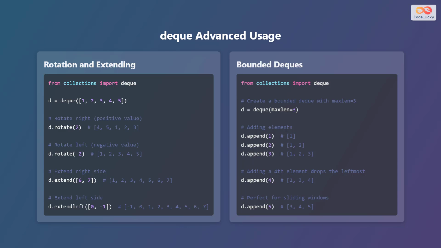Deques can also be bounded. Create a bounded deque with maxlen equals 3. When adding elements with d.append(1), the deque becomes 1. With d.append(2), the deque becomes 1 and 2. With d.append(3), the deque becomes 1, 2, and 3. When adding a fourth element with d.append(4), the leftmost element is dropped, resulting in the deque containing 2, 3, and 4. This is perfect for sliding windows.